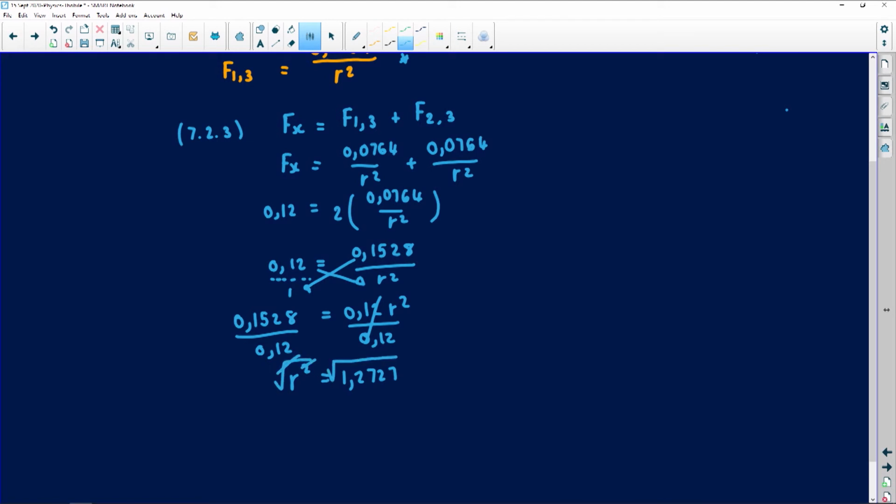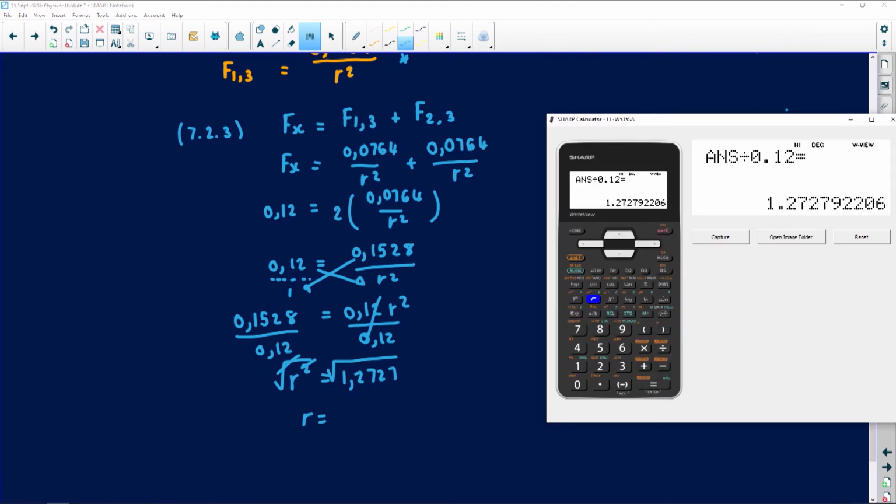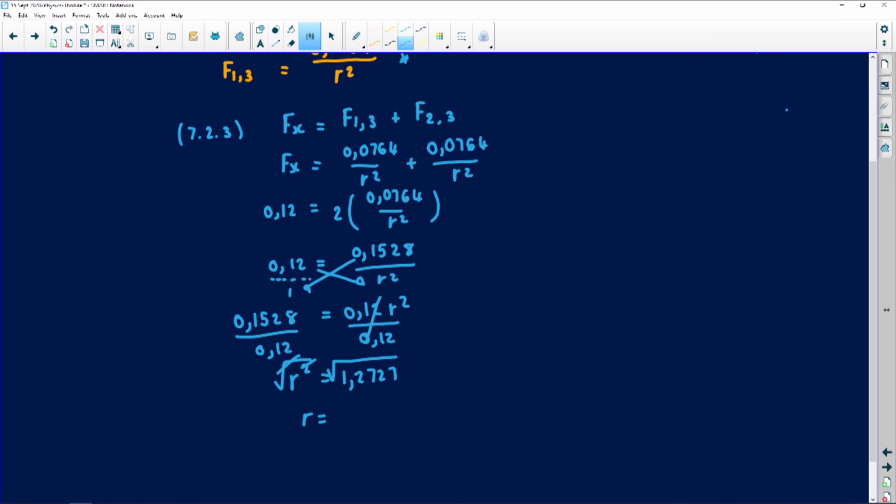This and this will cancel. I'm left with r. Let's see what the value or the distance is. I'm going to take that, put my answer in a square root, and then I get 1.128. I'm going to leave it to 2 decimal places, so the 8 will round off the 2 to a 3. So my distance will be 1.13.